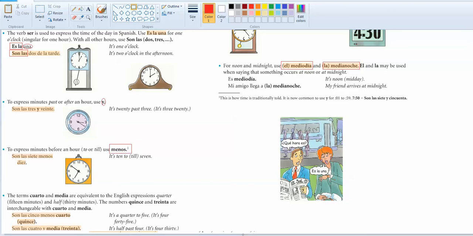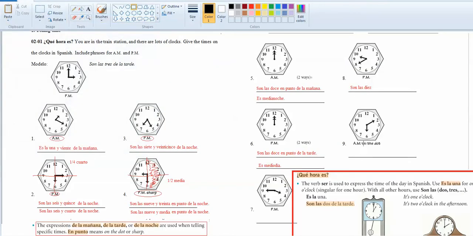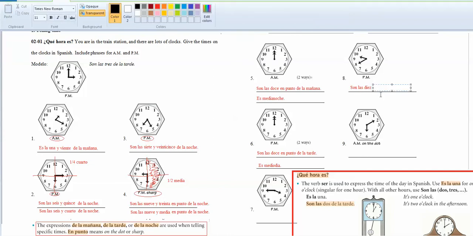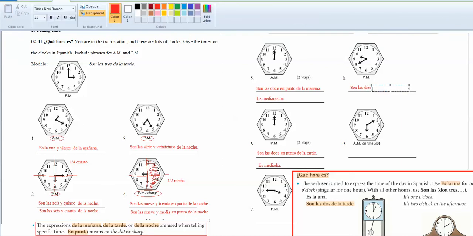So if we go back to our practice, if I can get it to come up. Okay, so here it's "son las 10 menos" how many minutes? It's going to be minus 20. So I'm going to say "menos 20 de la," again, I'm going to say "noche" because to me 10 o'clock is pretty late, so it would be evening. Son las 10 menos 20 de la noche.